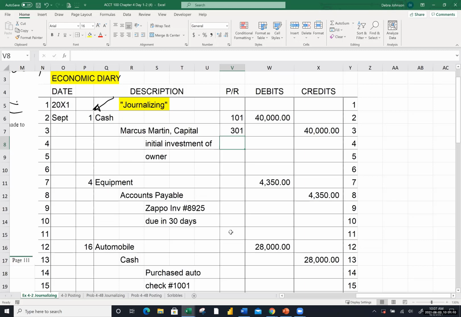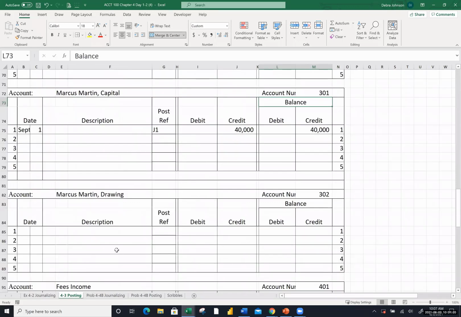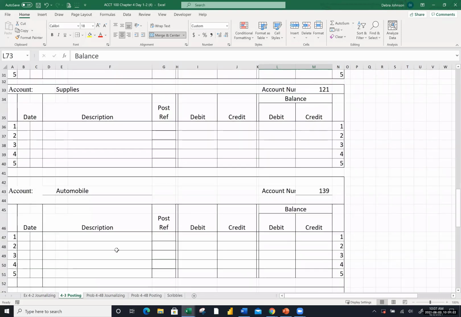Where did you go right now? For the capital. So where I went, capital and equity accounts, it's going to be in the 300 series. So I went over here and I scrolled down, right?